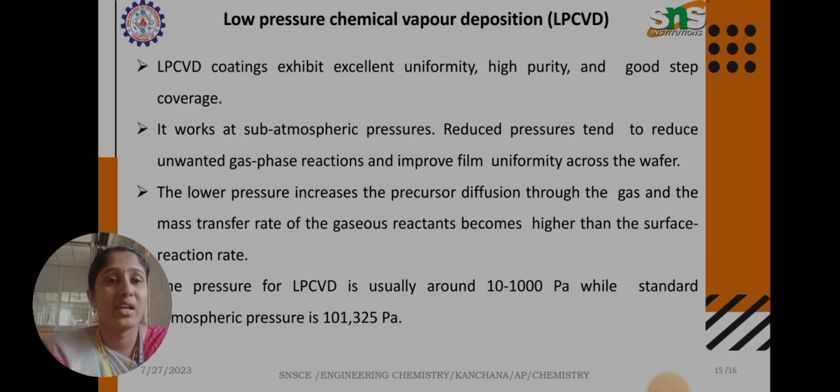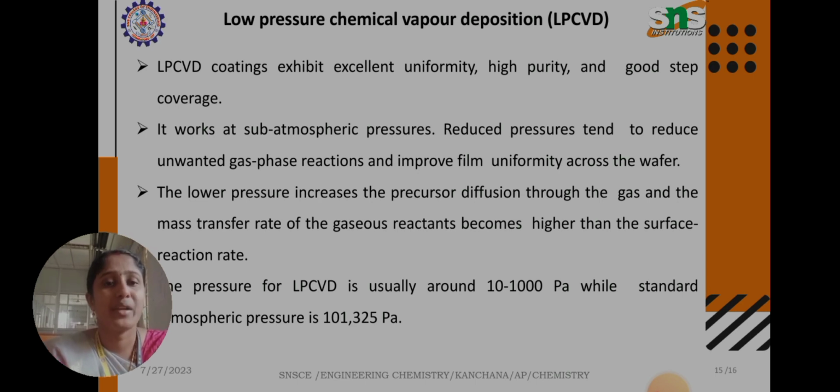Low pressure chemical vapor deposition. Coatings exhibit excellent uniformity, high purity, and good step coverage. It works at sub-atmospheric pressures. Reduced pressures tend to reduce unwanted gas phase reaction and improve film uniformity across the wafer.